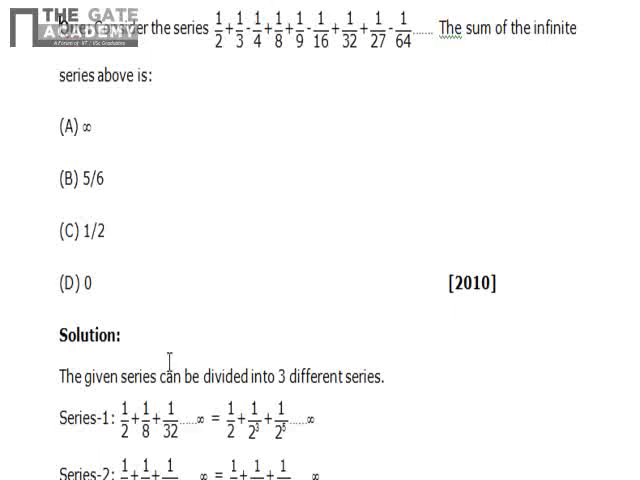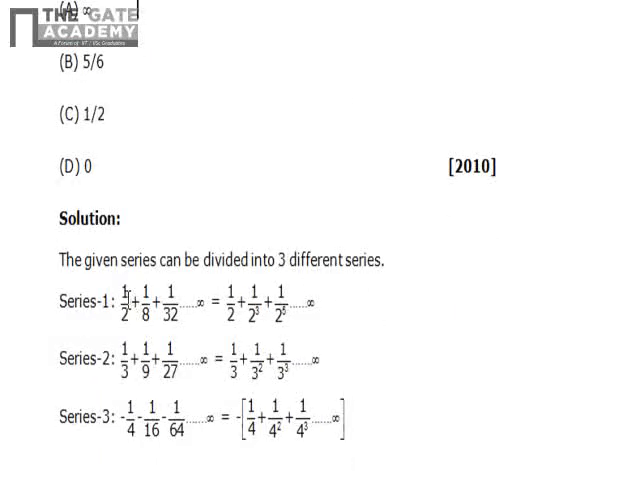Now what we'll do, we'll divide this total series into 3 series, because in this series we can't find any pattern, and also there is plus minus plus minus. So we'll identify which numbers we can take as a series. So we can take 1 by 2, 1 by 8, 1 by 32 as the first series. So the first series will be 1 by 2 plus 1 by 8 plus 1 by 32, that means 1 by 2 plus 1 by 2 cube plus 1 by 2 raised to 5.